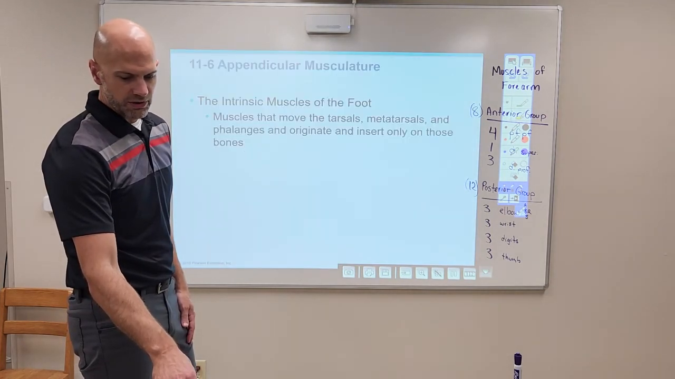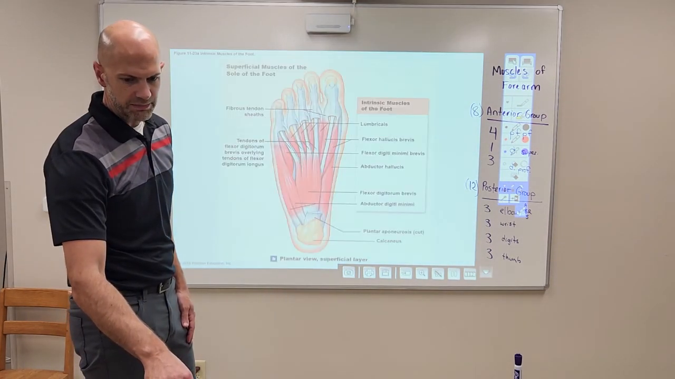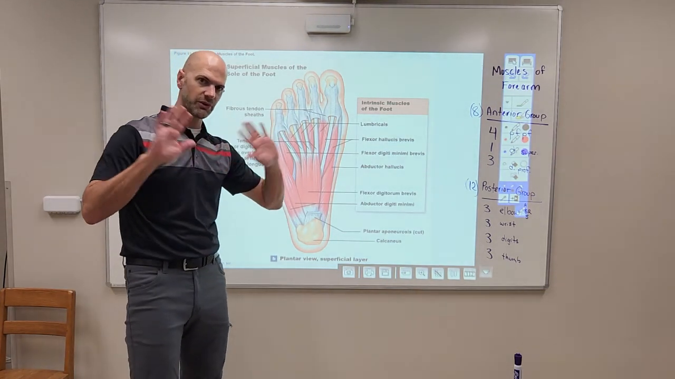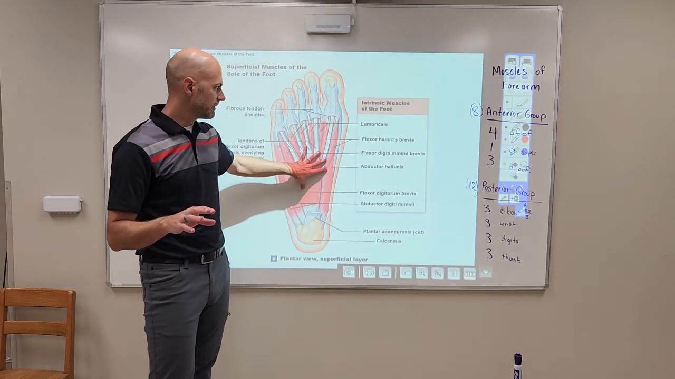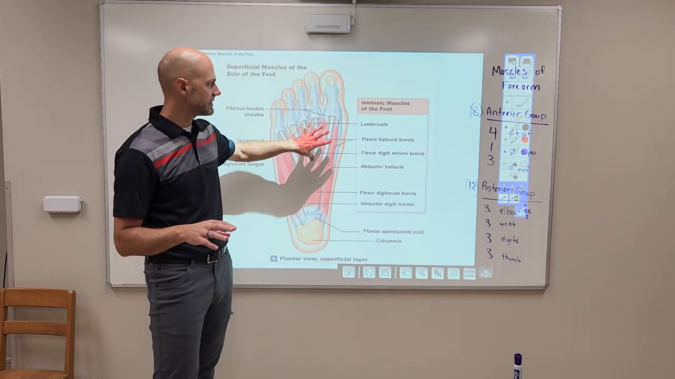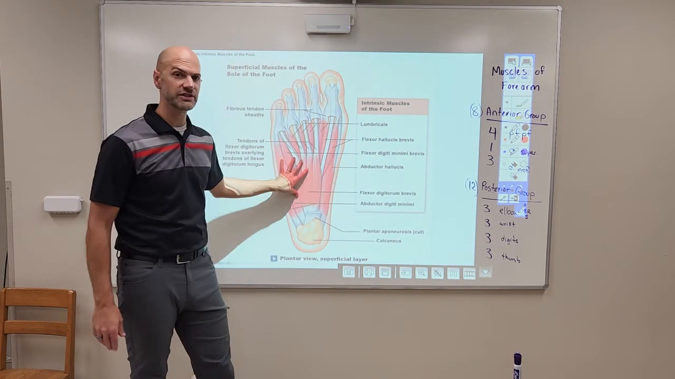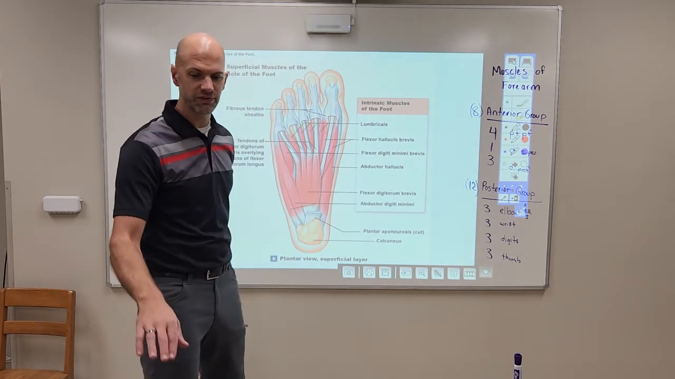All right, those are all the muscles in the body. All the foot muscles, you don't need to know about them. There are abductors and flexors, and they're all brevis because they're all intrinsic to the foot. I'm not going to ask you about foot muscles.